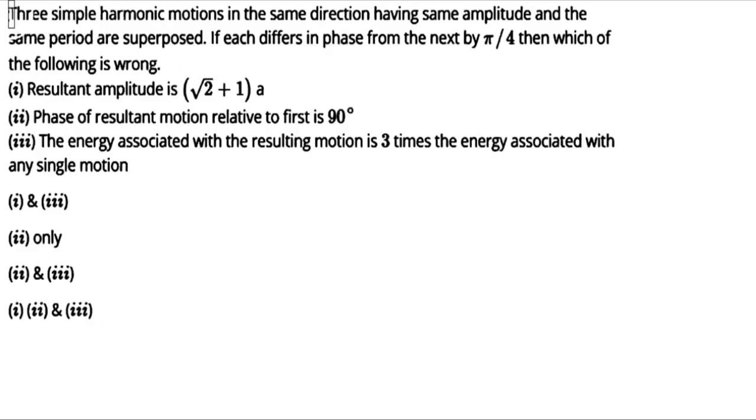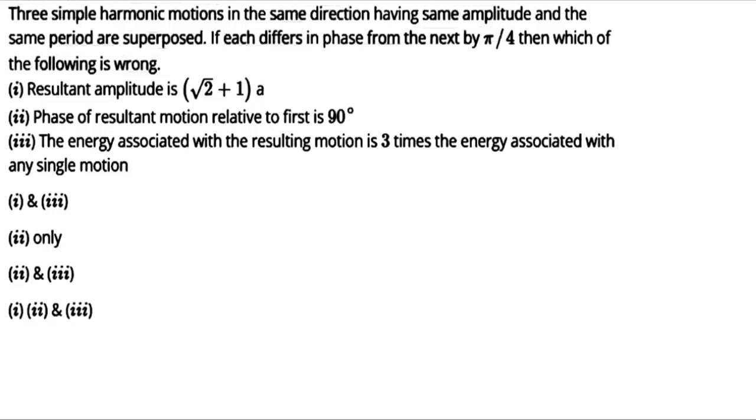Hello everyone. Three simple harmonic motions in the same direction, having the same amplitude and the same period, are superposed. If each differs in phase from the next by pi by 4, then which of the following is wrong? So the question is asking us to find out which of these given three statements is wrong regarding the situation given to us in the question.